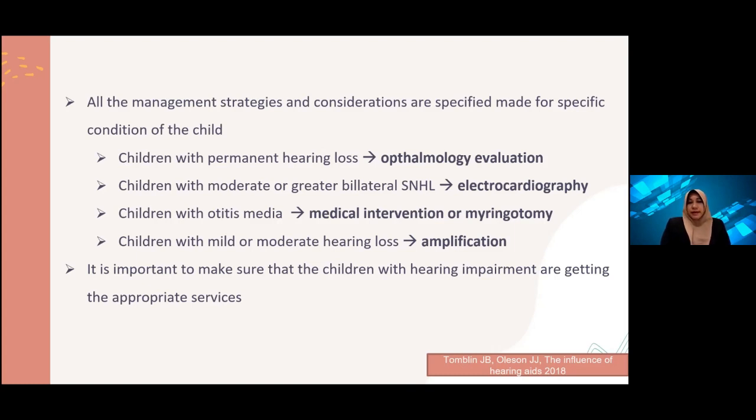Children with permanent hearing loss should receive an ophthalmology evaluation. Children with moderate or greater bilateral sensorineural hearing loss should be examined by electrocardiography. Then, children with otitis media can receive medical intervention or myringotomy. And the last, children with mild or moderate hearing loss can receive amplification. It is important to make sure that children with hearing impairment are getting the appropriate service.